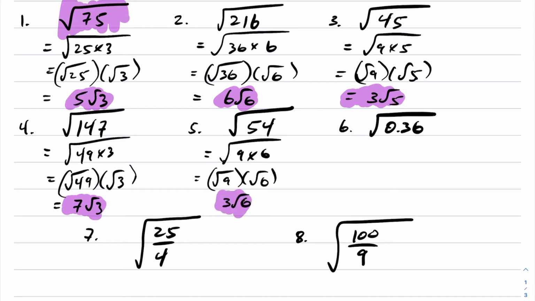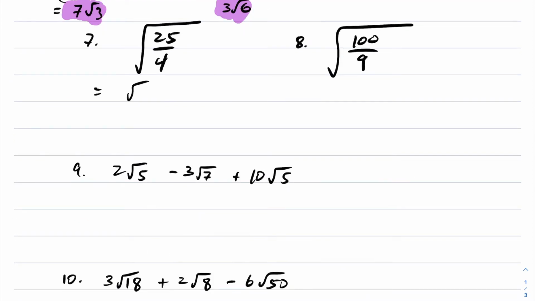If you look at something like number 6 here, you can always express 0.36 as 36 over 100. And when you take the square root of a fraction, that's equivalent to taking the square root of the top divided by the square root of the bottom, which in this case will be 6 over 10, which reduces to become 3/5.